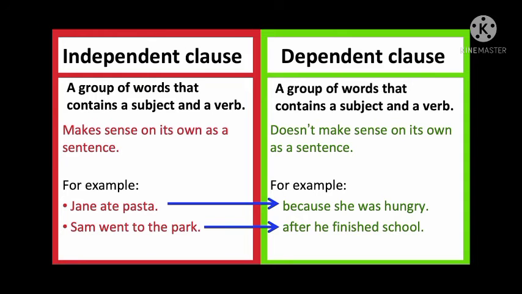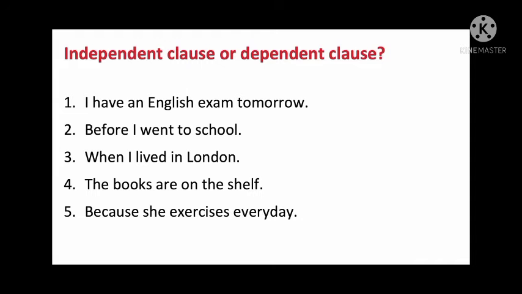Now see dependent clause. It is a group of words that contains a subject and a verb. It doesn't make sense on its own as a sentence. Although we can see that an independent clause makes sense on its own as a sentence, a dependent clause doesn't. Now see the example. If it is an independent clause, Jane ate pasta, then we have to complete it by because she was hungry. And next, Sam went to the park, so we can complete it by after he finished school. So these are called independent and dependent clauses.